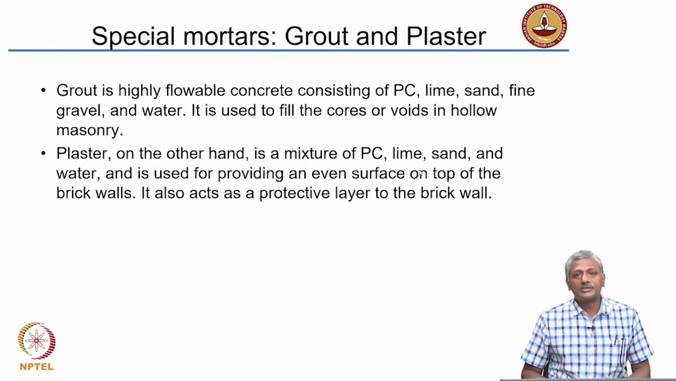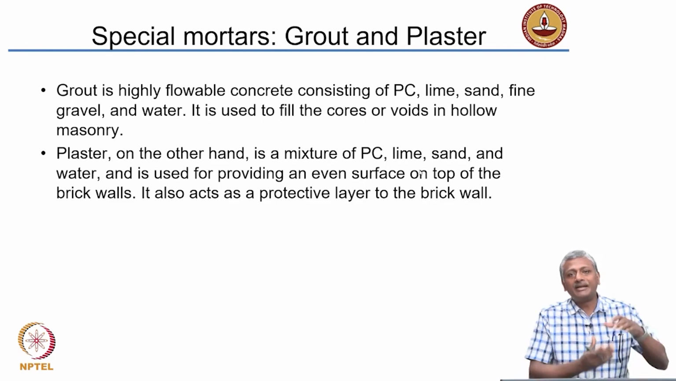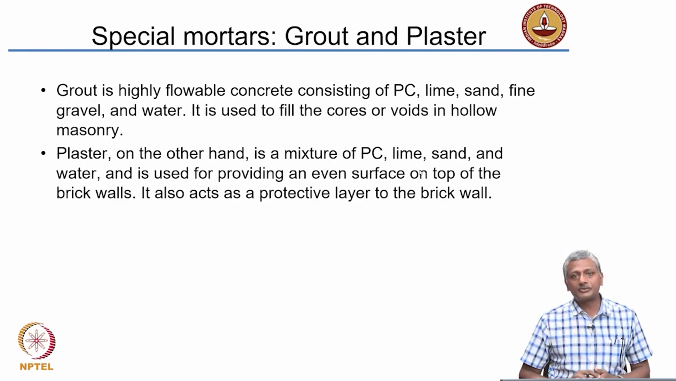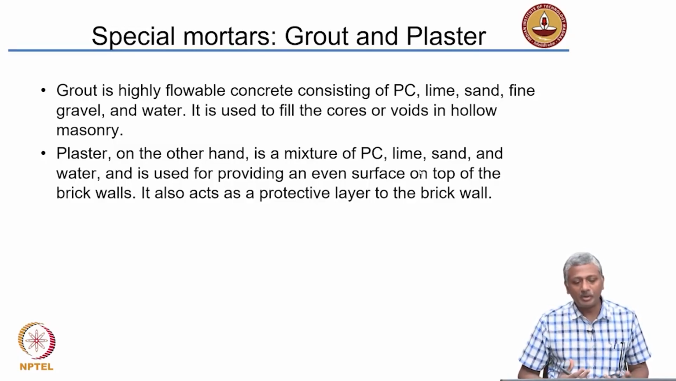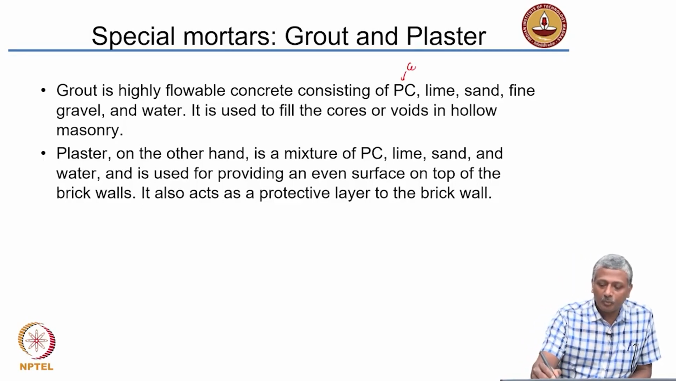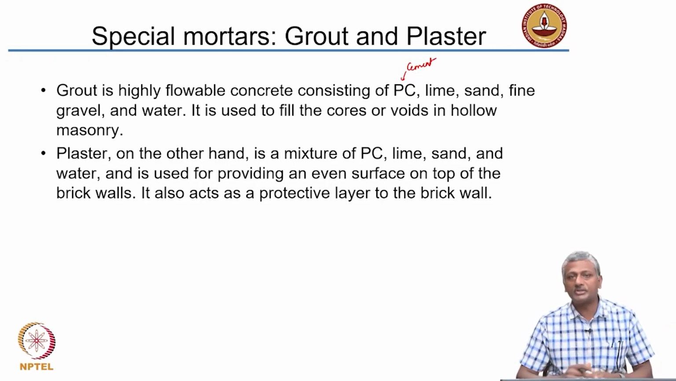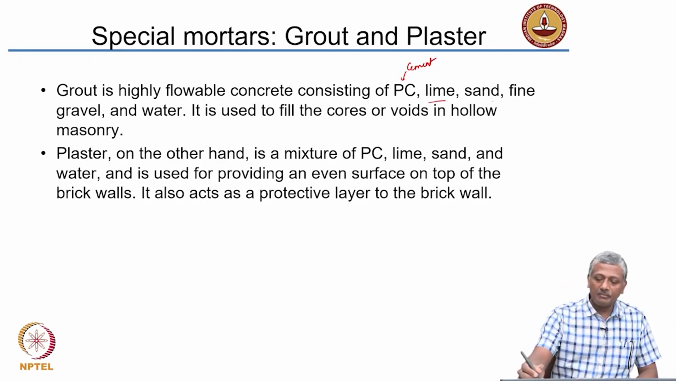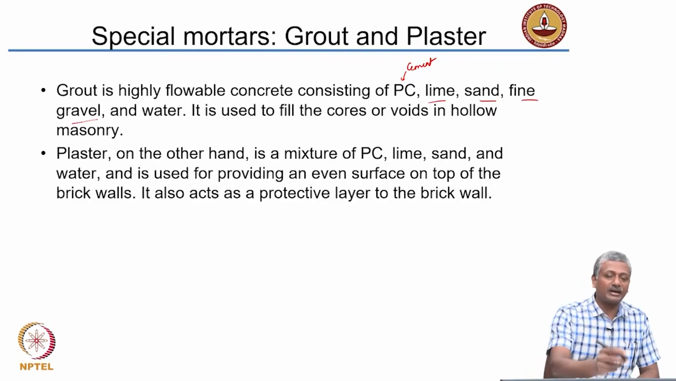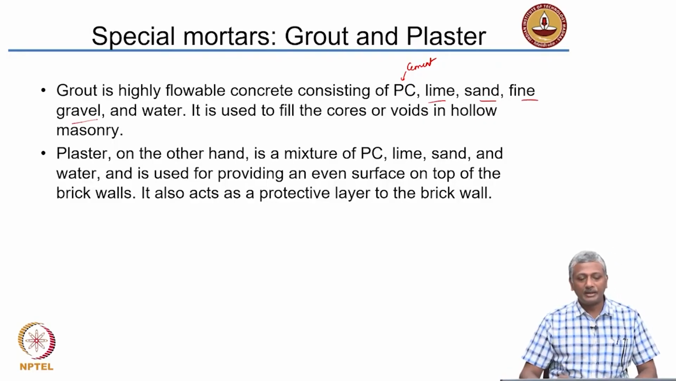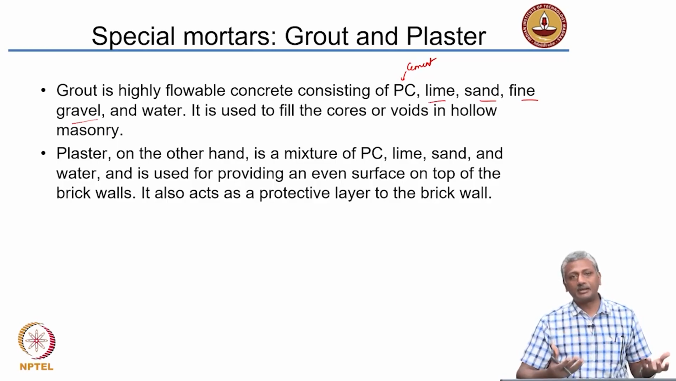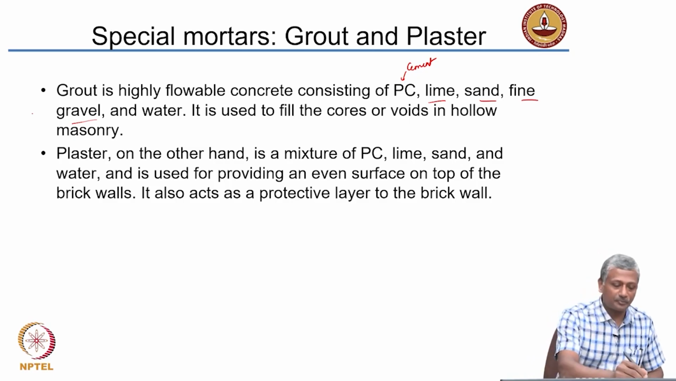Now, mortars are not always used only for binding the blocks together, they are also sometimes used for other purposes. For example, a grout is nothing but a highly flowable concrete or mortar which consists of the binding material, that is cement. PC is another name for Portland cement, which is your common general purpose cement, lime, sand, and sometimes fine gravel, small pieces of rock, along with water. So, you make a slurry basically. A grout is nothing but a slurry made with all these materials.